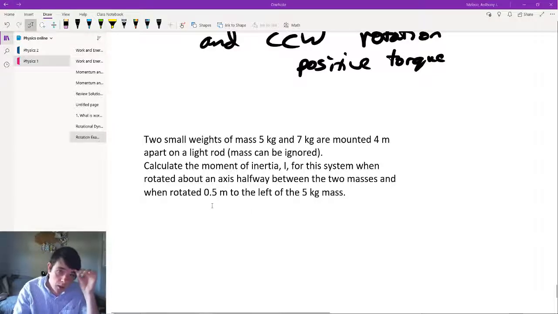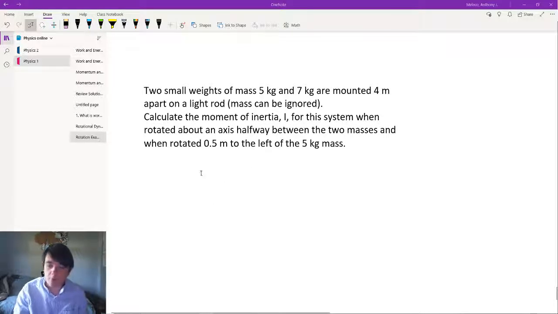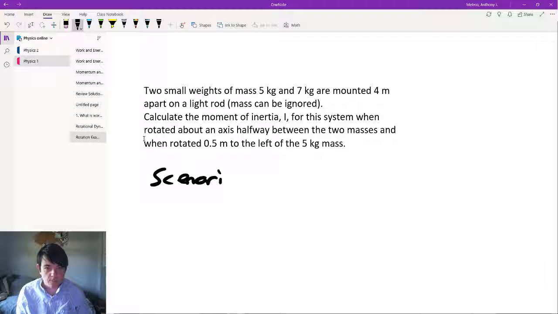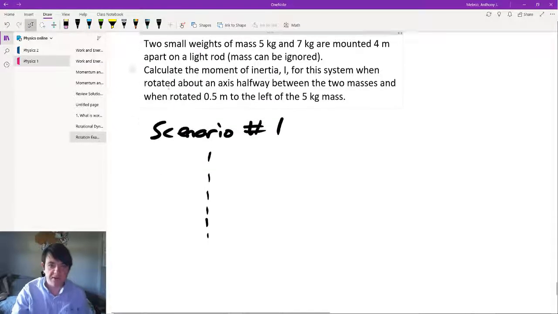So remember that the moment of inertia changes depending on how mass is distributed. Okay, and the equation you want to use for it also changes. So for this particular problem, I'm going to draw it for you. These will usually be drawn for you, or you'll know the equation you use to calculate it.